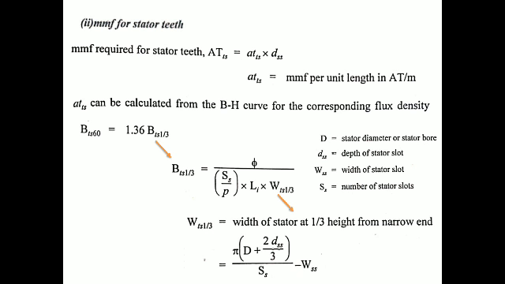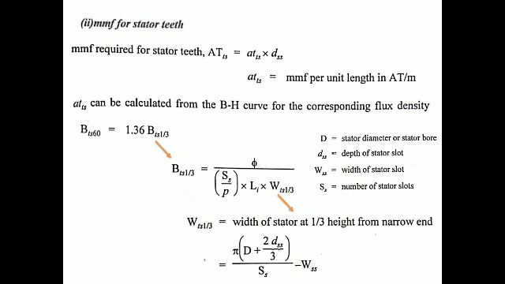or else it will be declared as a constant. Then the next one, that constant value is found out by Bts60 is equal to 1.36 into Bts 1 by 3, one third of the value. So 1.36 is nothing but the constant. It will be with the product of Bt 1 by 3. Now we're going to find the formula for Bt 1 by 3.